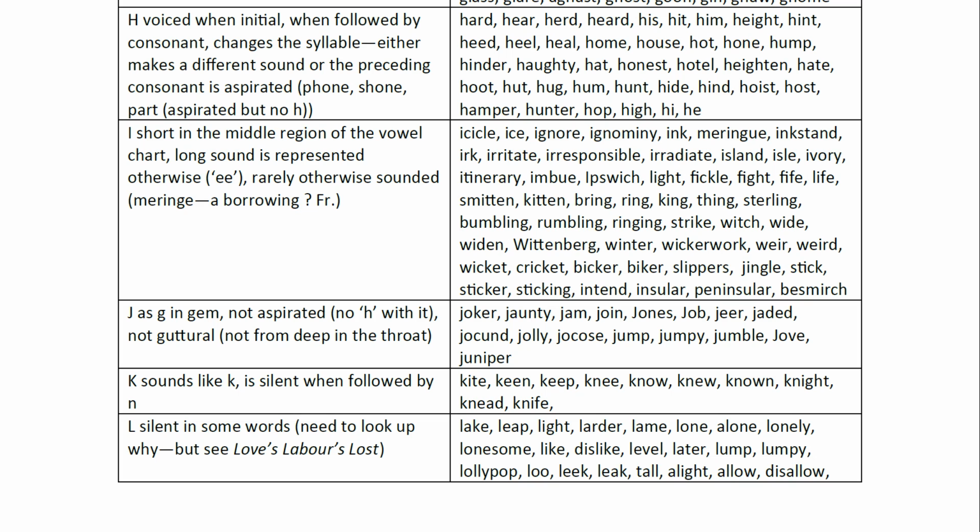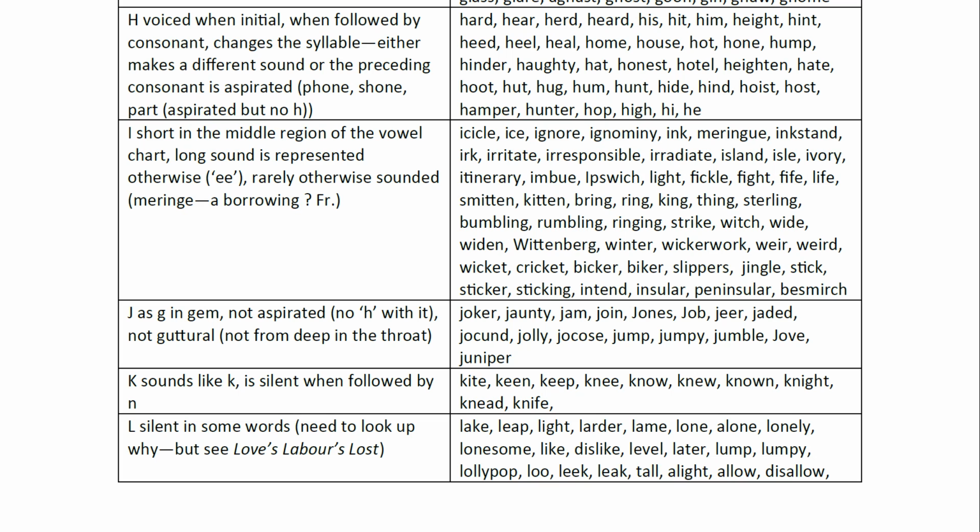Hut, hug, hum, hunt, hide, hind, hoist, host, hamper, hunter. From hunt you can make hunter. So this is the agent noun, I suppose. One who hunts is a hunter, but it's not always so. Sticker is not one who sticks. Sticker is what is stuck somewhere. So you don't have to confuse that. One who hunts is a hunter. Sticker is something that is stuck on something else. Anyway, hop, hopper, grasshopper, for example.